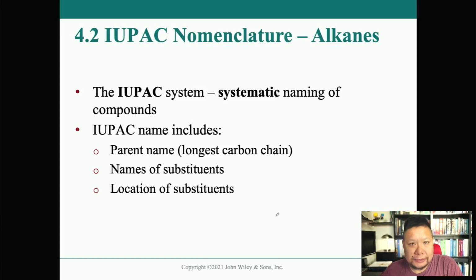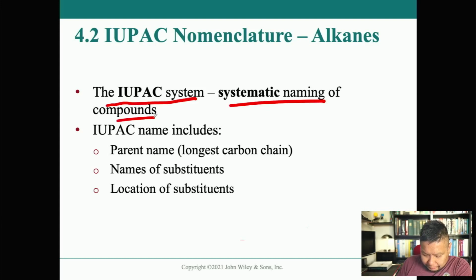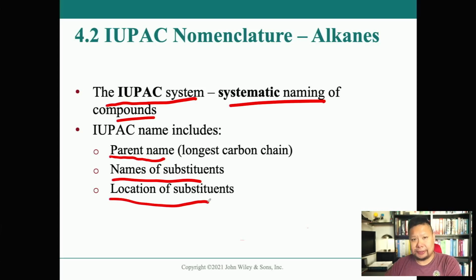The system that we use to name alkanes and all other organic molecules is called the IUPAC system. Systematic naming of compounds. This includes the parent name, the name of substituents, and the location of the substituents. And you'll see that in the upcoming slides.